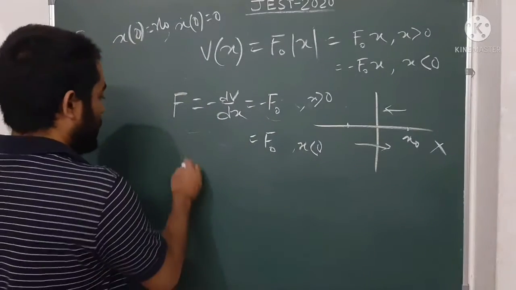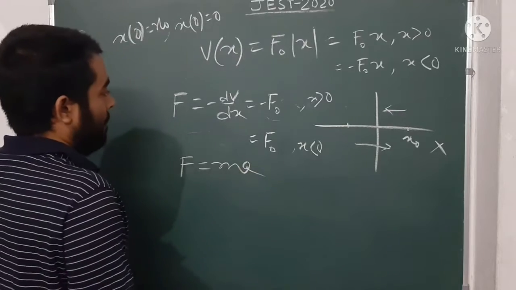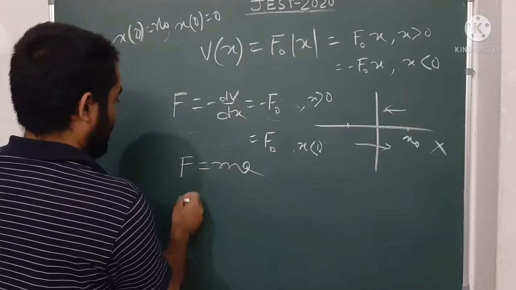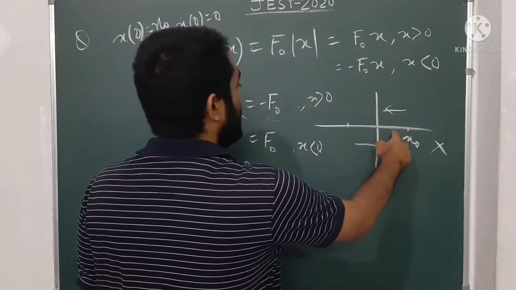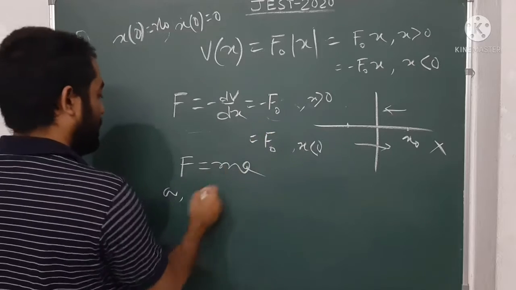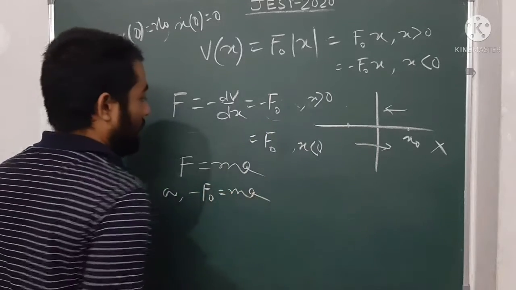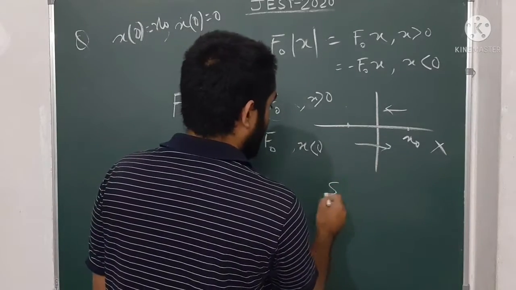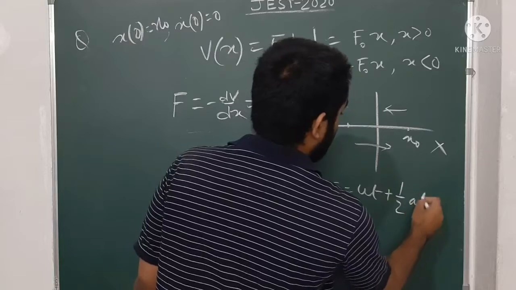From the equation of motion, F equals ma. If initially the particle is in the positive direction, the magnitude of F is minus F naught, so minus F naught equals ma. Again from another equation of motion, s is equal to ut plus half at square.